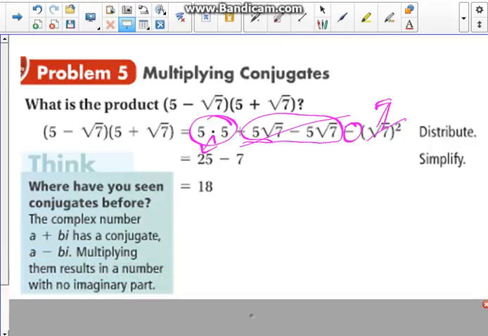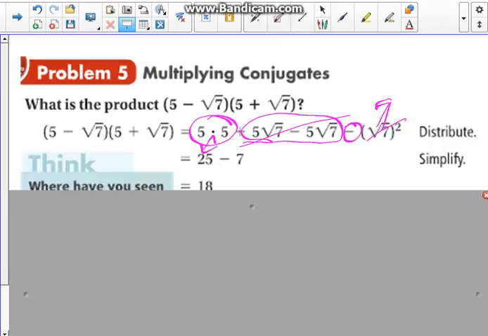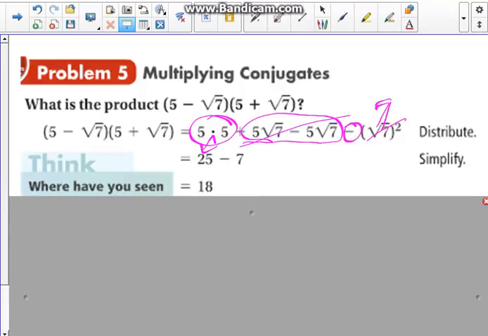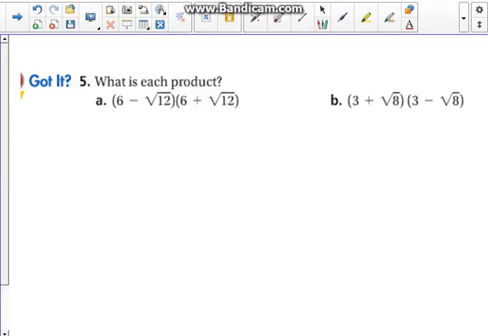Remember, we did these in Algebra 1. Okay, here's our got it. We've got 2 of them here. You're welcome to work these. And I would like for my students in their workbook to work number 11, 12, and 13 in their workbooks.